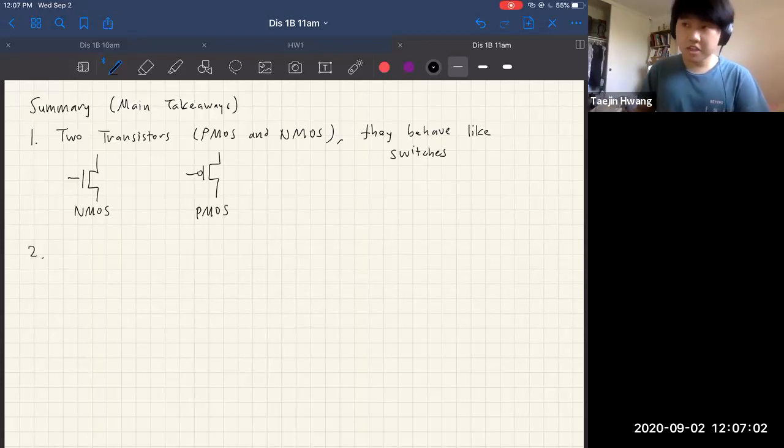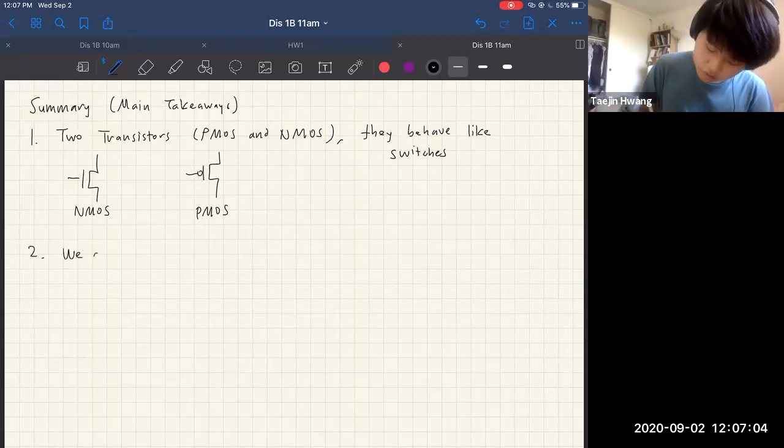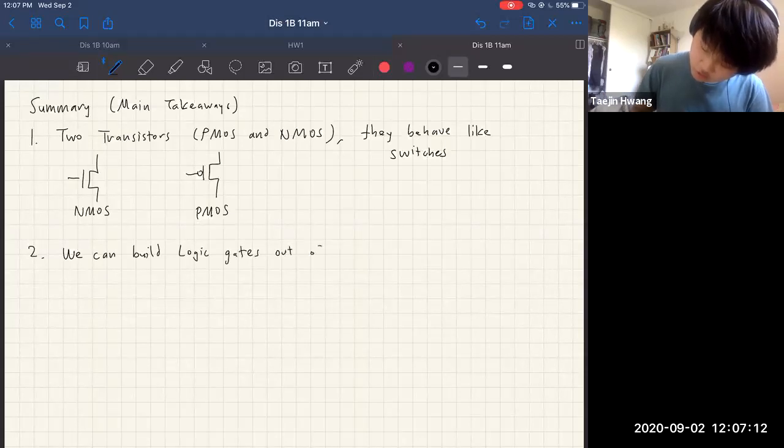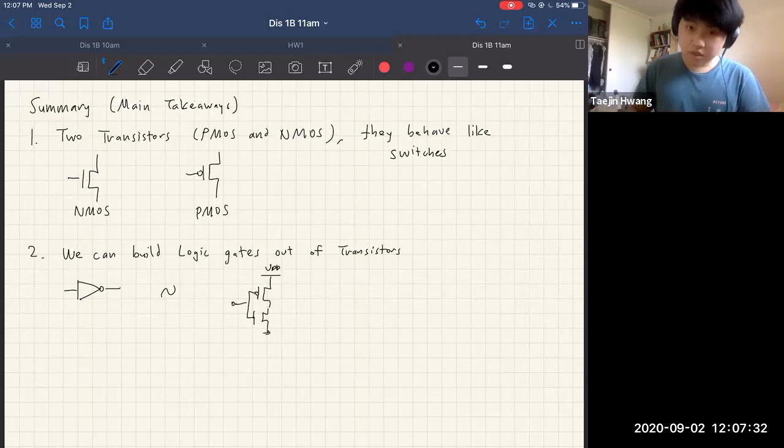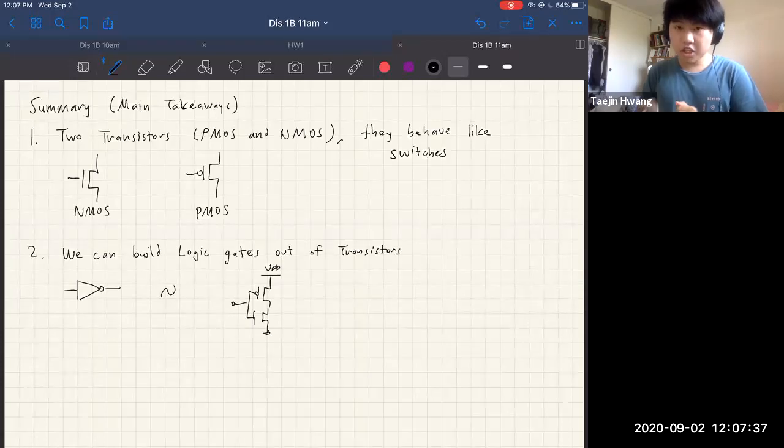And the second big idea is that we can build logic gates out of transistors. So we kind of saw how this NOT gate is equivalent to this CMOS inverter. And it really gives us a way to look at the internals of logic gates.